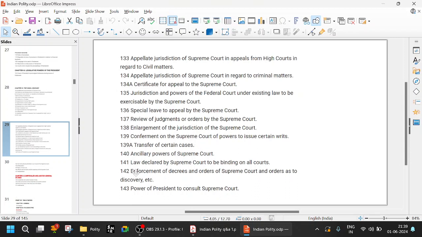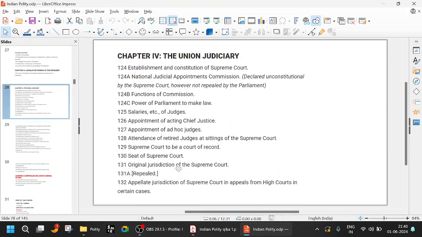Next, 141: law declared by the Supreme Court to be binding on all courts. This shows that there is a unified judiciary in the country. 142 is a very supreme power of the Supreme Court: not just giving orders, it can also enforce the orders. This is very important. 143 is the power of the president to consult the Supreme Court, basically the advisory jurisdiction of the Supreme Court. So 143 is advisory jurisdiction, 131 is original jurisdiction, 132 is appellate jurisdiction.